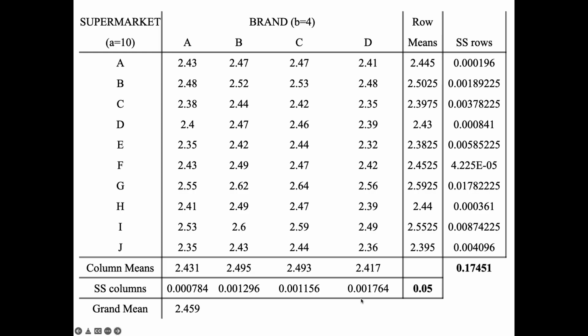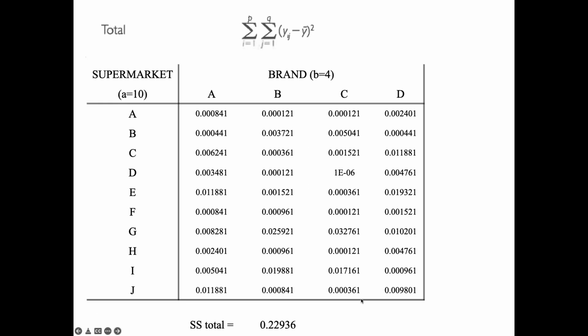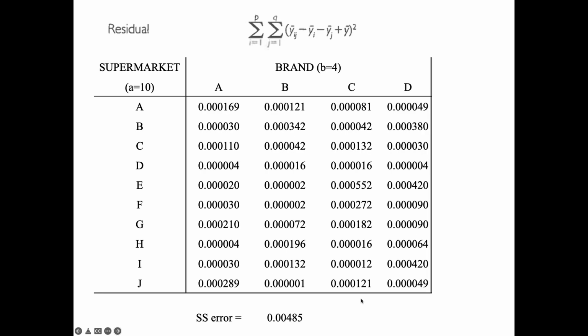That would be it for the first row. The second row would be 2.48 minus 2.459 squared plus 2.52 minus 2.459 squared plus 2.53 minus 2.459 squared plus 2.48 minus 2.459 squared, all the way through the whole data set. When you do that, you would get this big array of numbers. You would add all of those up. So in the end, this is the calculation for the residual.